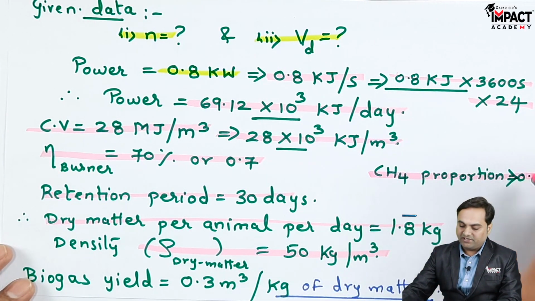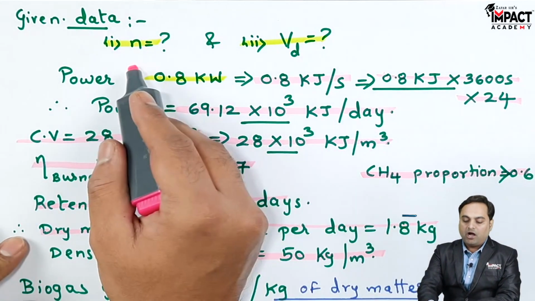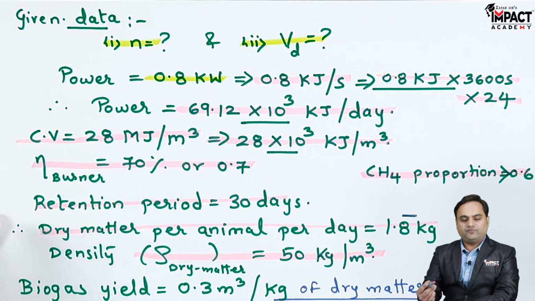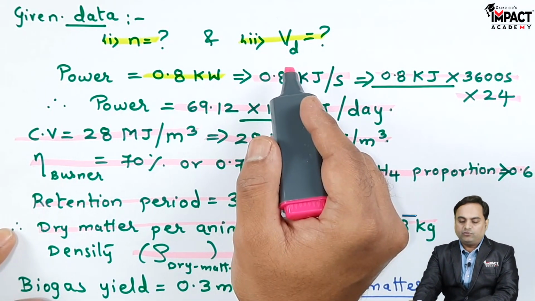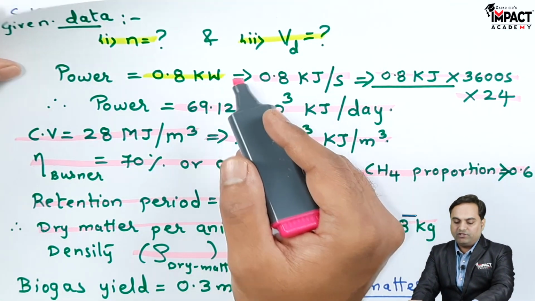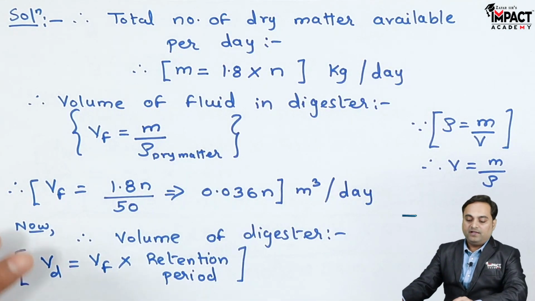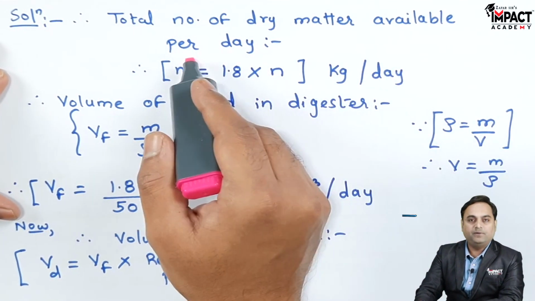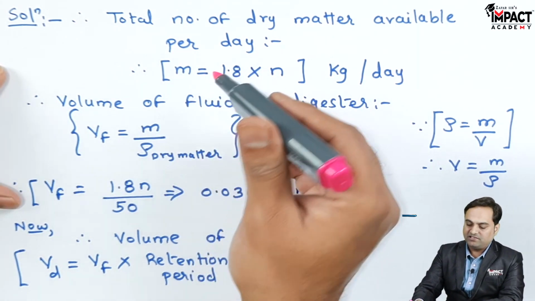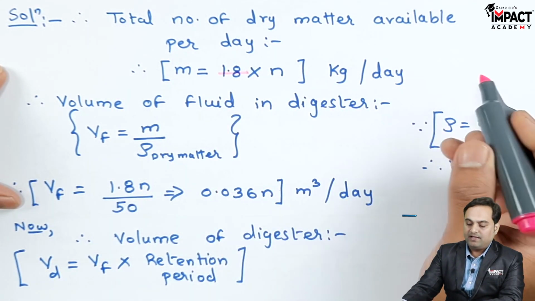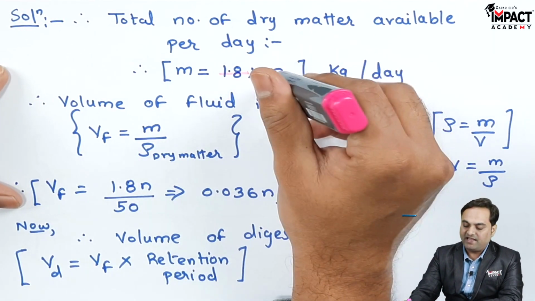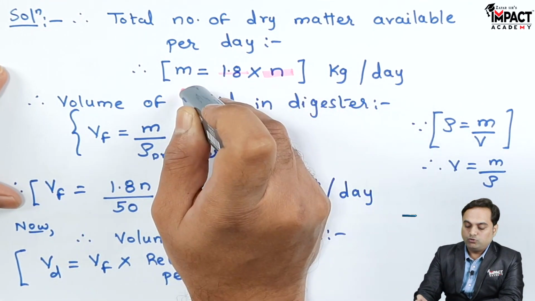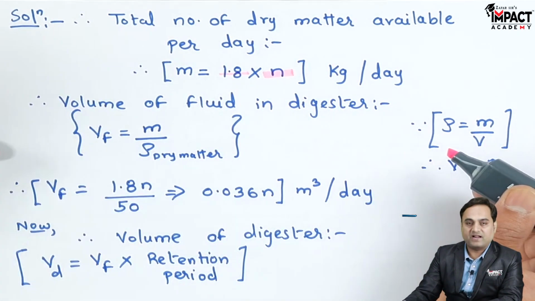Now for this data which is given over here, we have to find how many animals would be required to produce the waste which will be required for this biogas plant, and at the same time we have to calculate the volume of the biodigester. So for that, how to start the question? First is, I will be writing it over here, that therefore the total number of dry matter available per day, since one animal is giving a waste of 1.8 kg, and like that we have n number of animals, this n is not known to us, that's the question. So I will be multiplying 1.8 with n to get the total mass of dry matter per day.